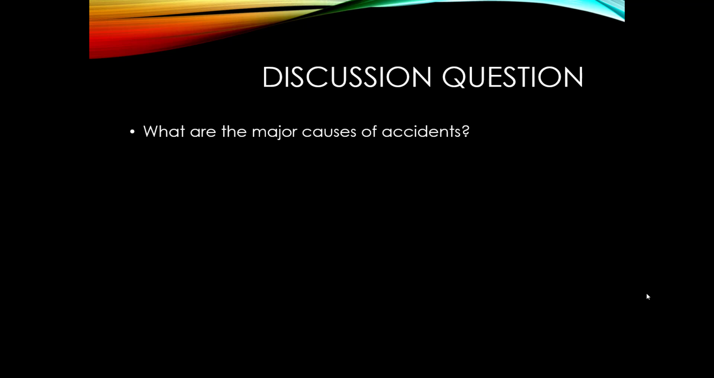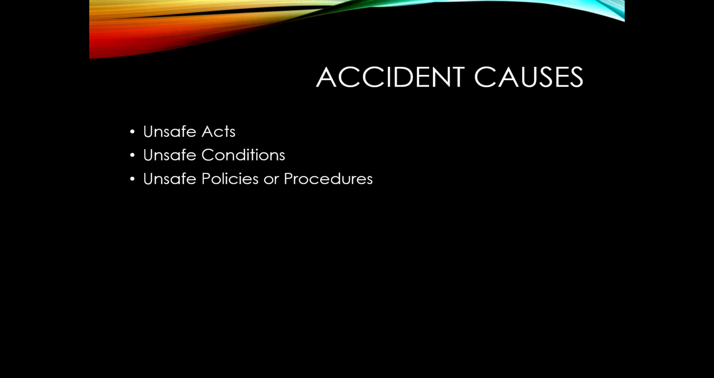Big question is, what are the major causes of accidents? There's three basic types of causes of accidents. There's unsafe acts, unsafe conditions, and unsafe policies and procedures. I'm going to go through this and I think you'll begin to understand a little bit more about how to look at accidents.